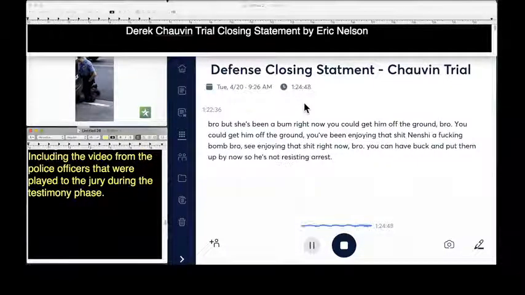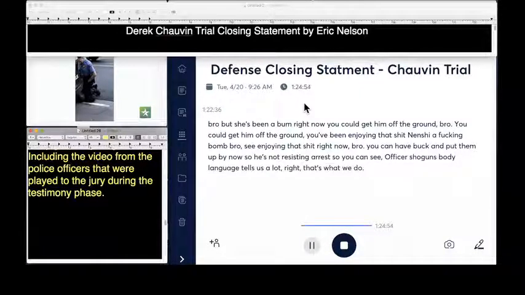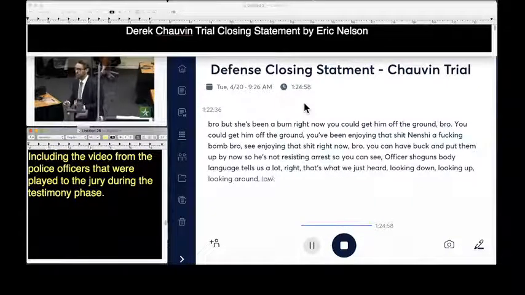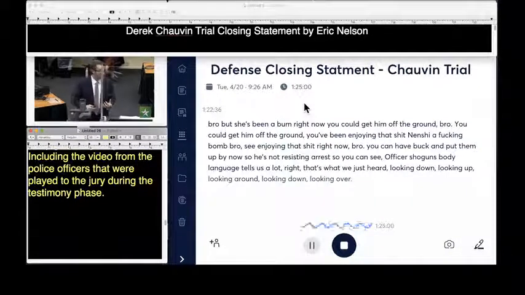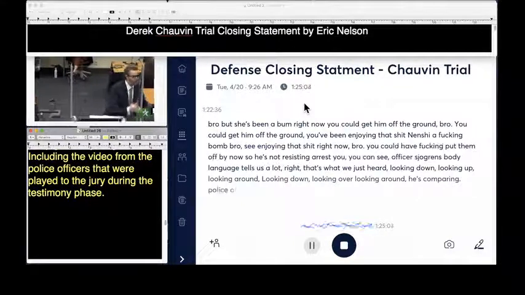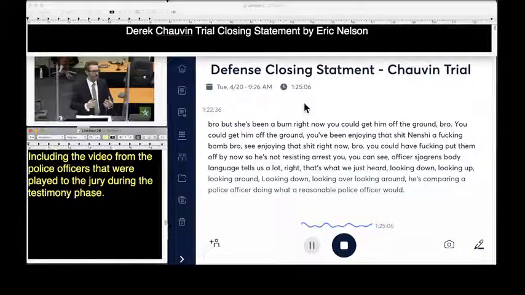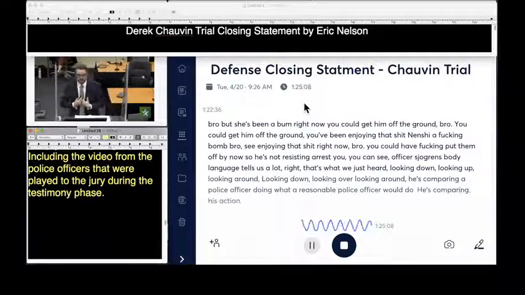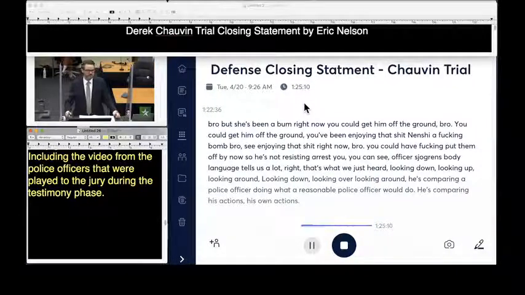You can see Officer Chauvin's body language tells us a lot, right? That's what we just heard. Looking down, looking up, looking around, looking down, looking over, looking around. He's comparing a reasonable police officer. He's doing what a reasonable police officer would do. He's comparing his own actions in response to what the crowd is saying.